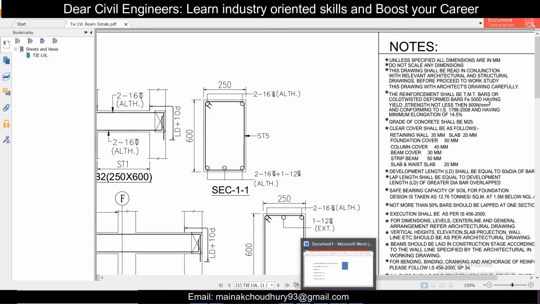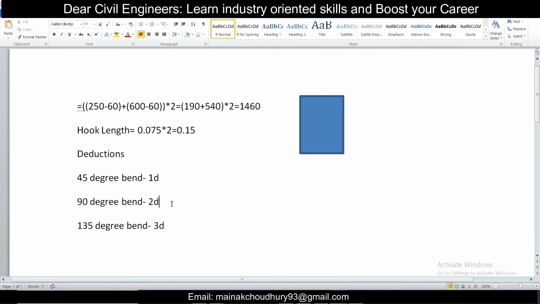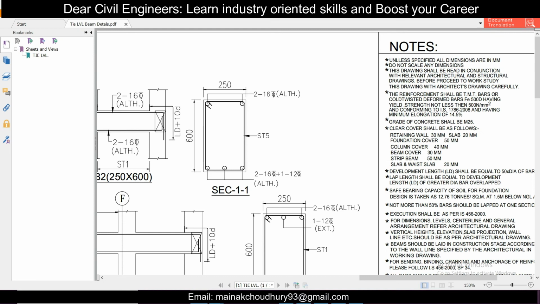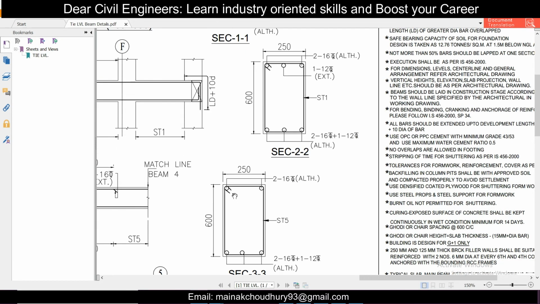So if we do the deductions here, it will be equal to 3 numbers multiplied by your 90 degree bend, so it is 2D, 2 into the diameter. We are having here the bar of 8 mm. 8 mm stirrups are being used here.